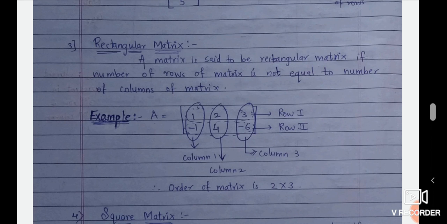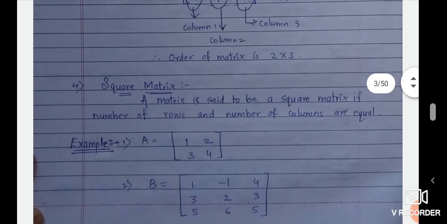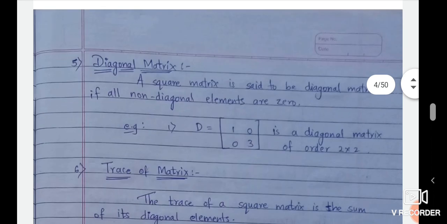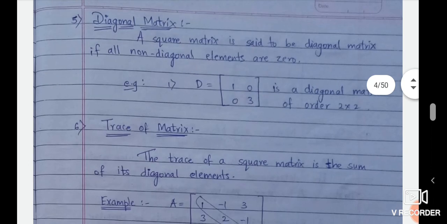But if the number of rows and number of columns are the same, then we say it is a square matrix. Okay, so in a square matrix, your number of rows and number of columns are equal. Next one is diagonal matrix. A square matrix is said to be a diagonal matrix if all the non-diagonal elements are 0. You can see the example D equals to 1 0 0 3.